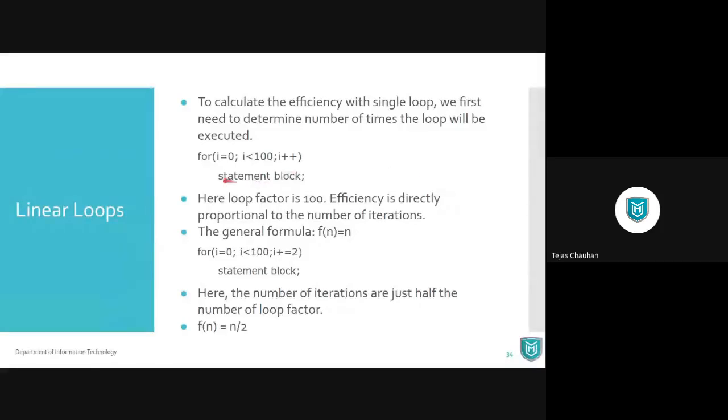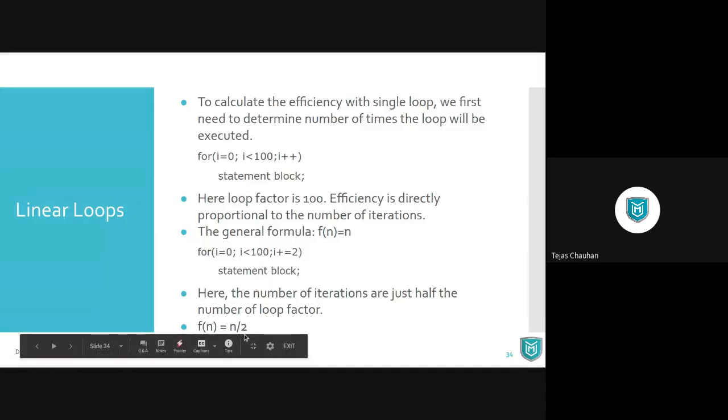So what we do is we just find out how many times this statement is going to be executed. That is the required time. So if my input is n, then it is going to be executed n times, so the function will be n. If my input is n, it is a linear loop, but the increment factor is double, then the number of times this block or this statement is going to be executed will be half, so n by 2.